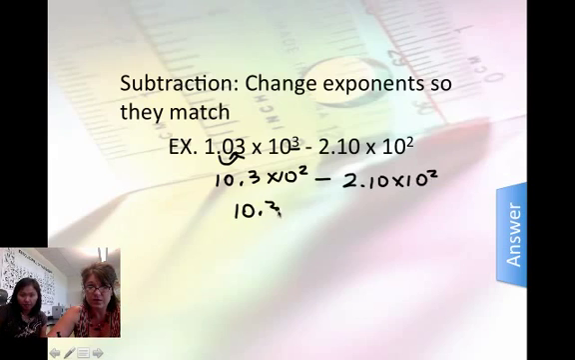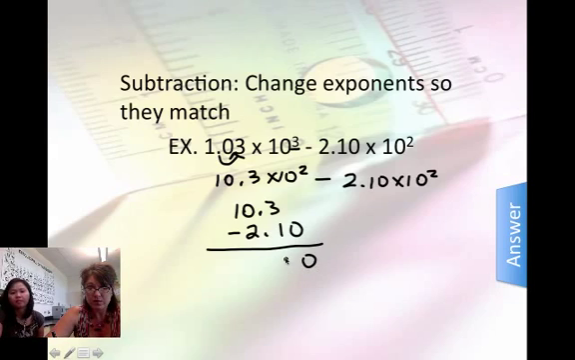All right. 10.3 minus 2.10, which the 0 isn't really important. 3 minus 1 is 2, and then 10 minus 2 is 8. Did you get 8.2? Yes, 8.2. You're correct, Miss Gray. All right. And we're still at times 10 to the second.